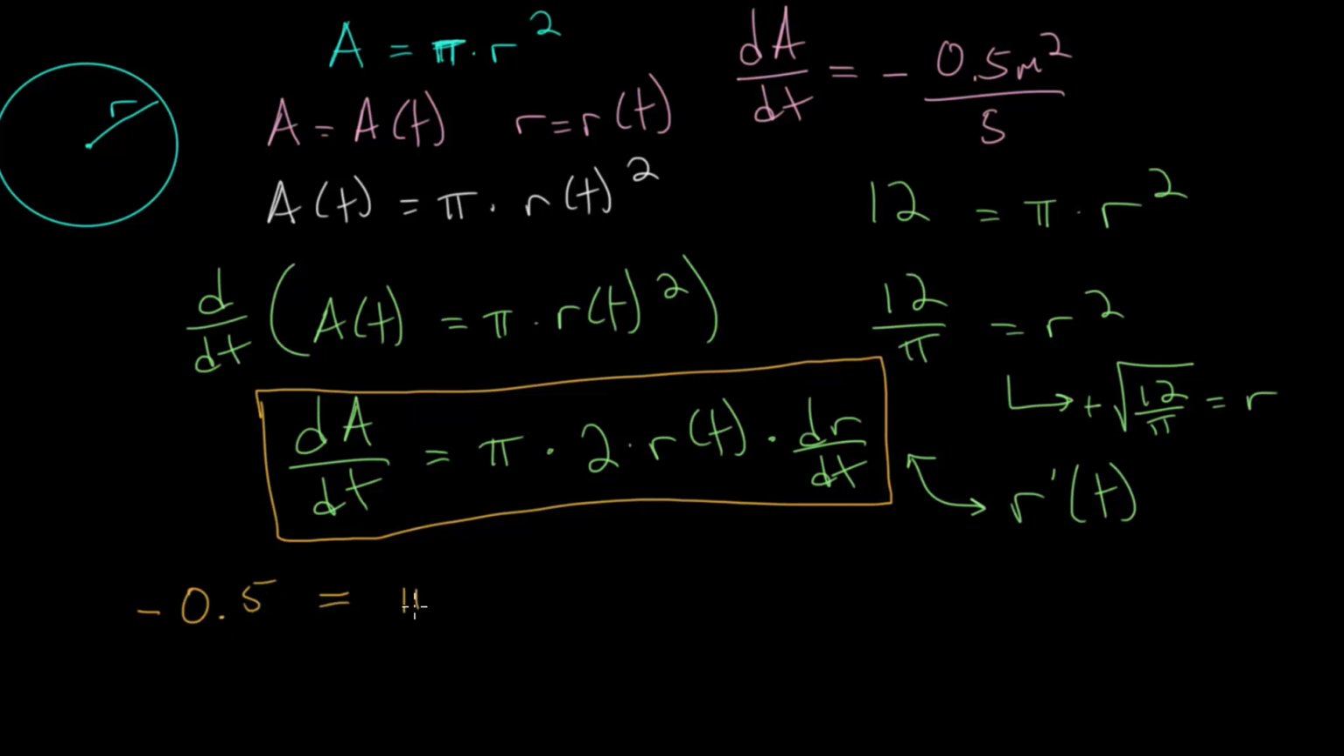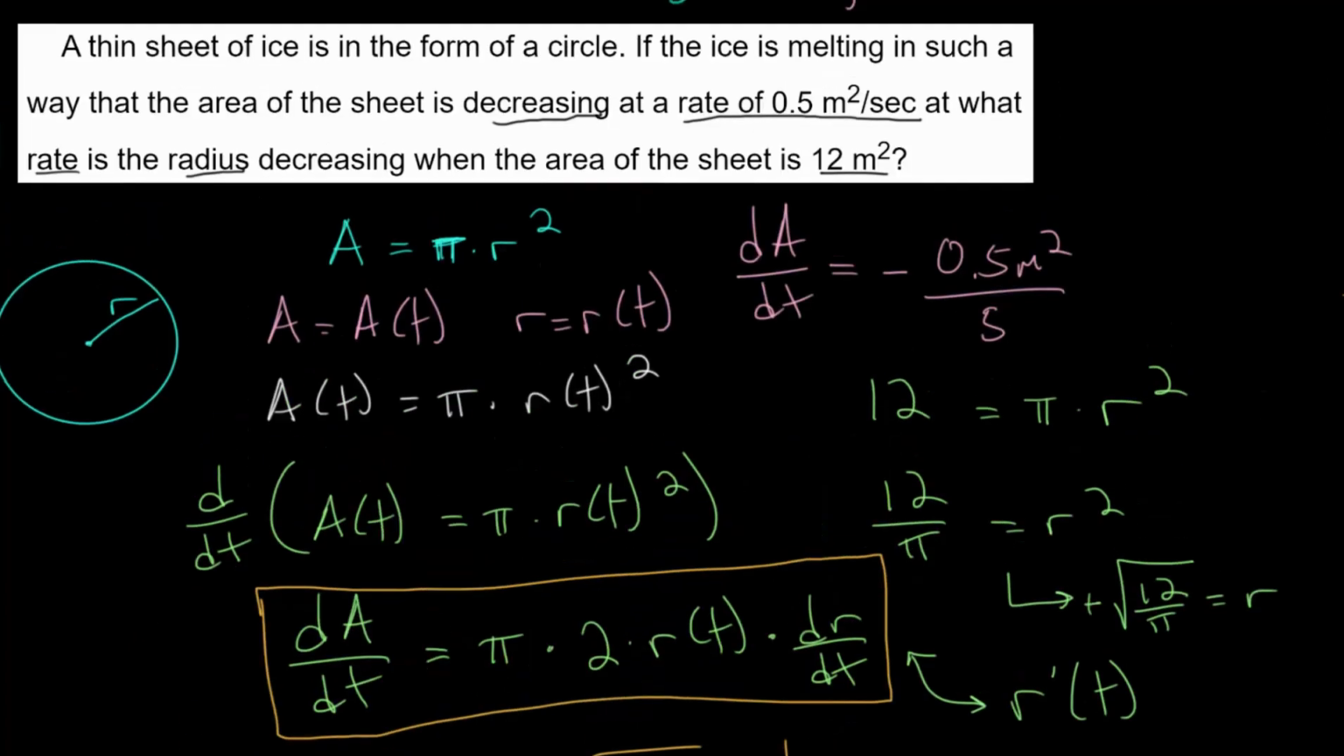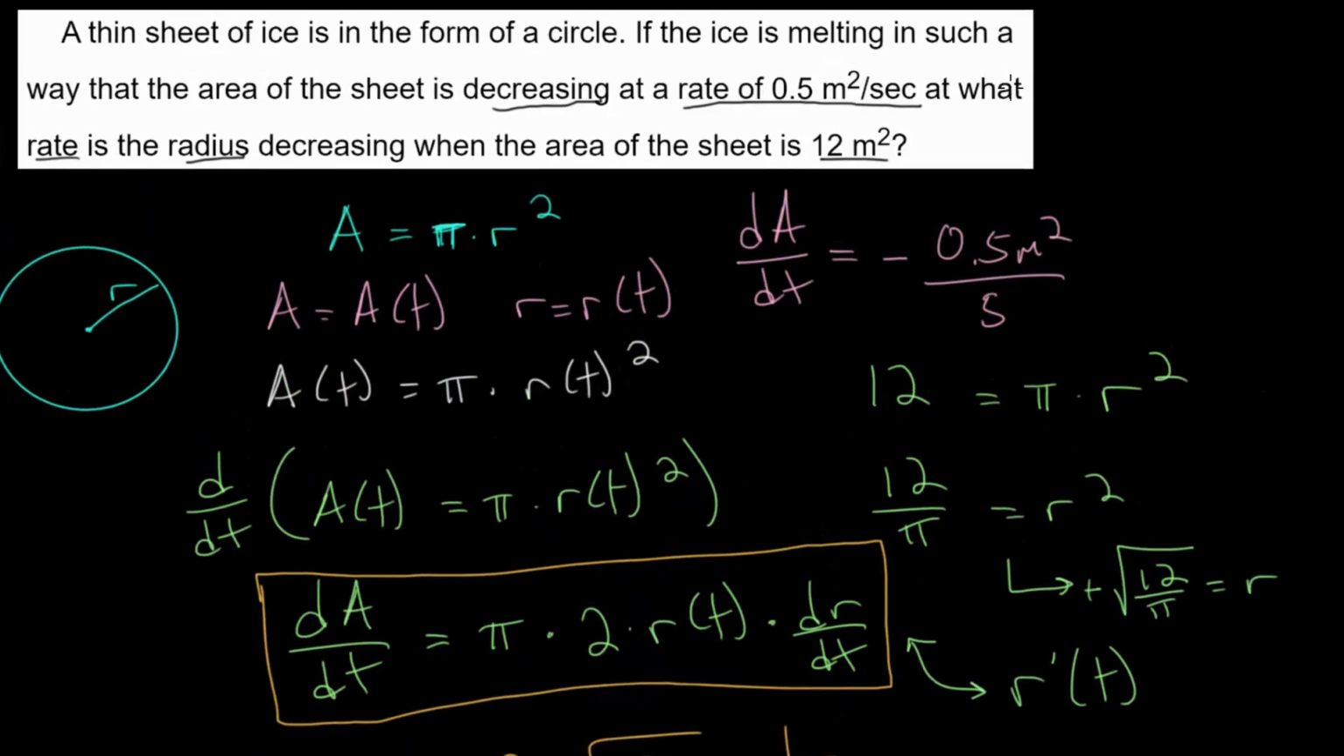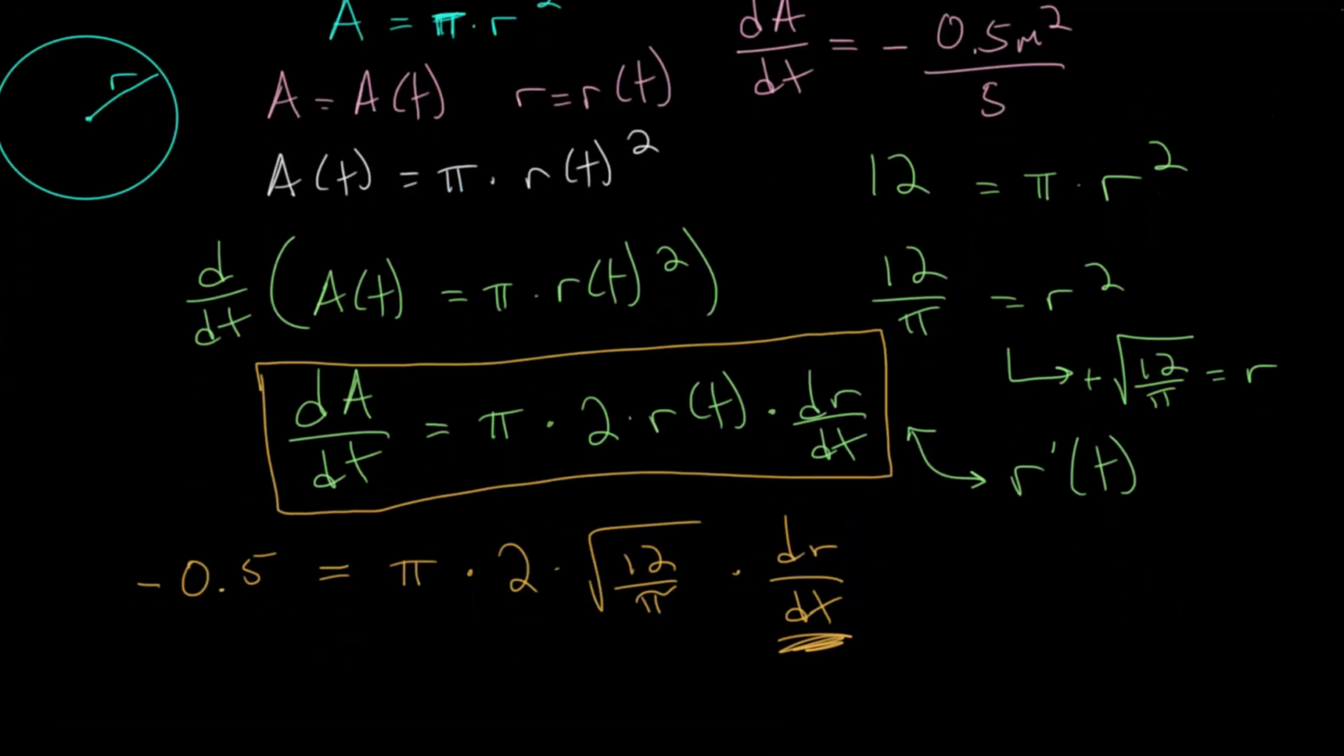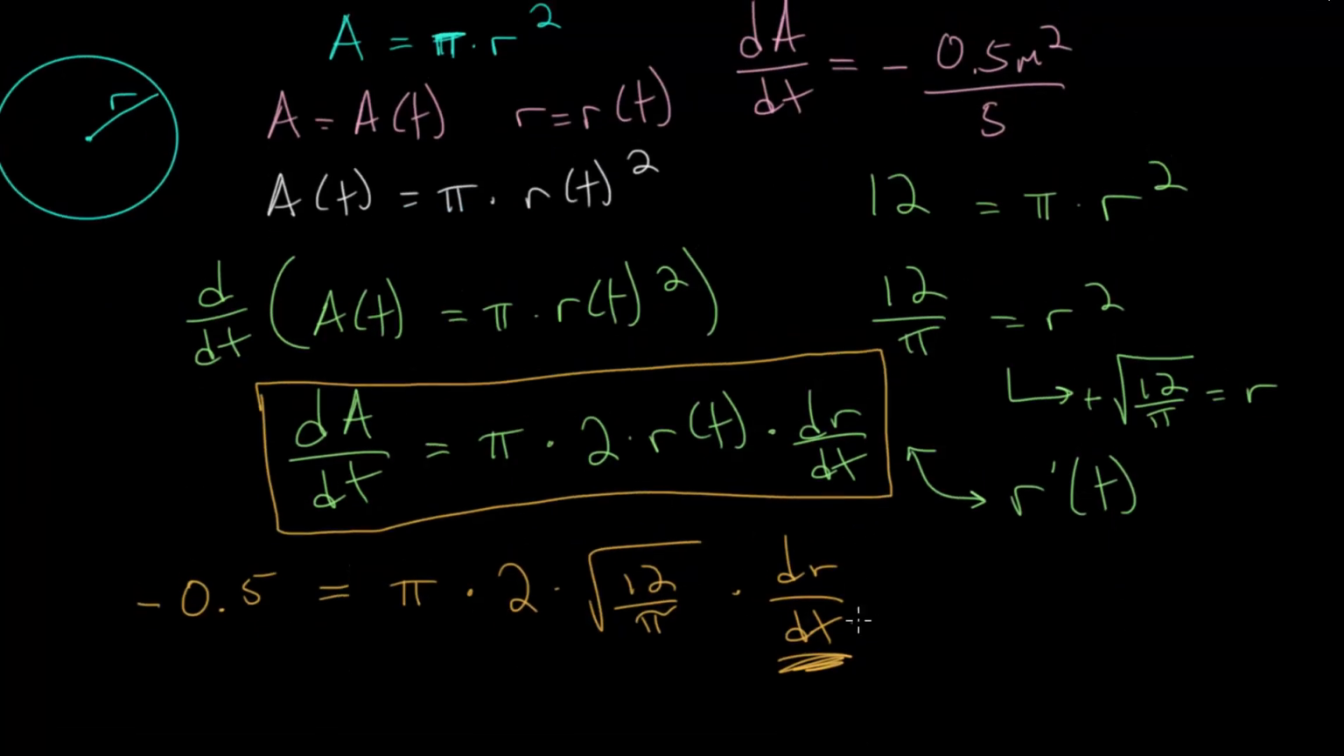This is equal to pi multiplied by 2 multiplied by the radius when the area of that sheet is 12 square meters, and we know this is just the square root of 12 over pi, and this is multiplied by the rate of change of the radius with respect to time. And this, if you recall from above, is exactly what we're trying to find. We're trying to find what the rate is of this radius when the area of that sheet is 12 square meters.